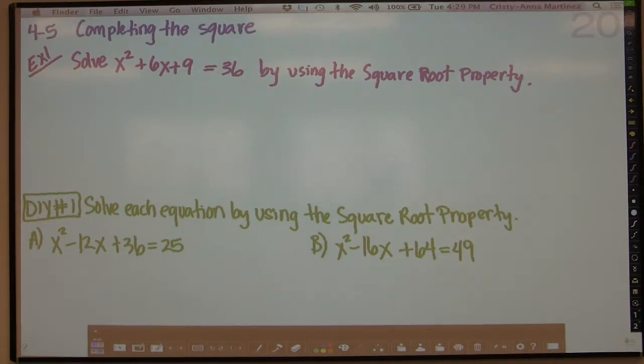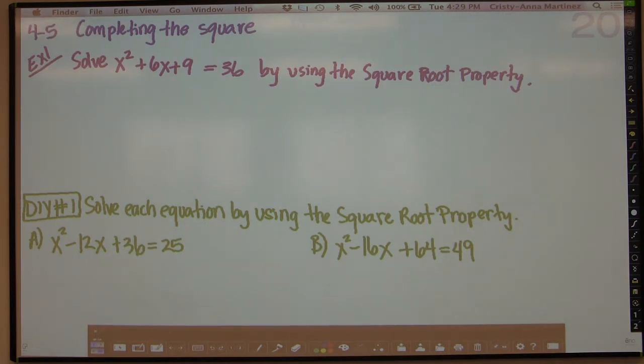Hello, this is an Algebra 2 video, Chapter 4, Section 5. We are learning today how to complete the square. We have in this chapter been learning how to solve quadratic equations by graphing. We've done factoring, and now we want to solve quadratics by completing the square.